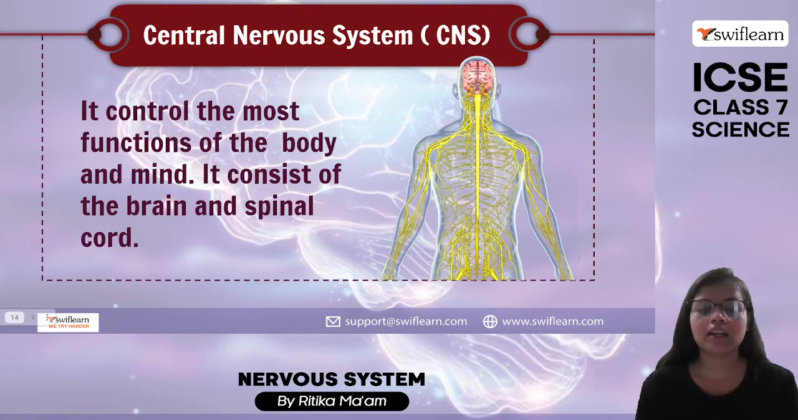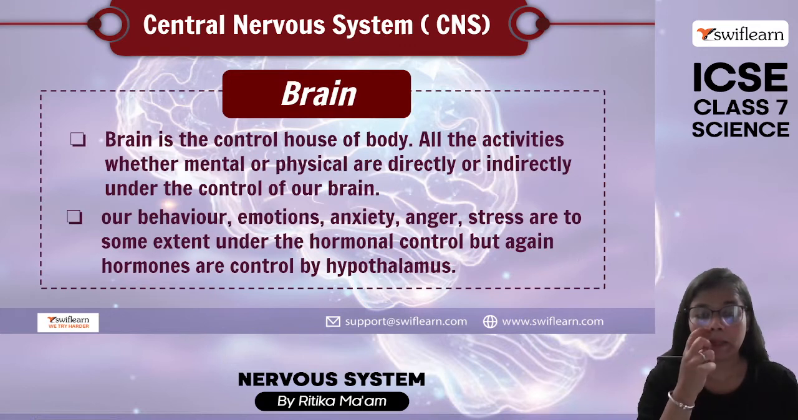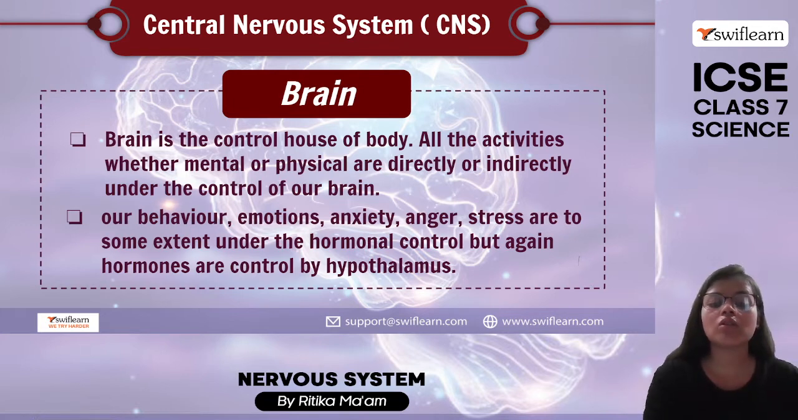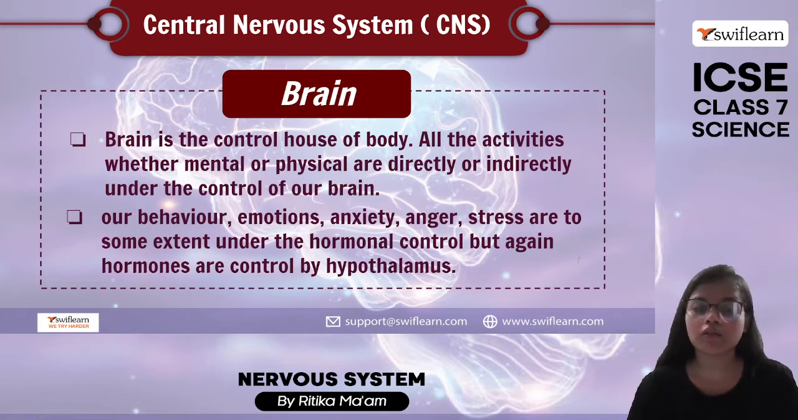Central nervous system or CNS controls most functions of our body and mind, and it comprises our brain and spinal cord. So the brain is the control house of our body, right? All the activities that are happening, whether mental or physical, are somehow related to the brain only. If I talk about our behavior, our emotions, our anxiety, stress, anger, all these are hormonal things, right? They are under the control of hormones. But again, these hormones are also controlled by the hypothalamus, which is part of our brain. So somehow they are also related to our brain.